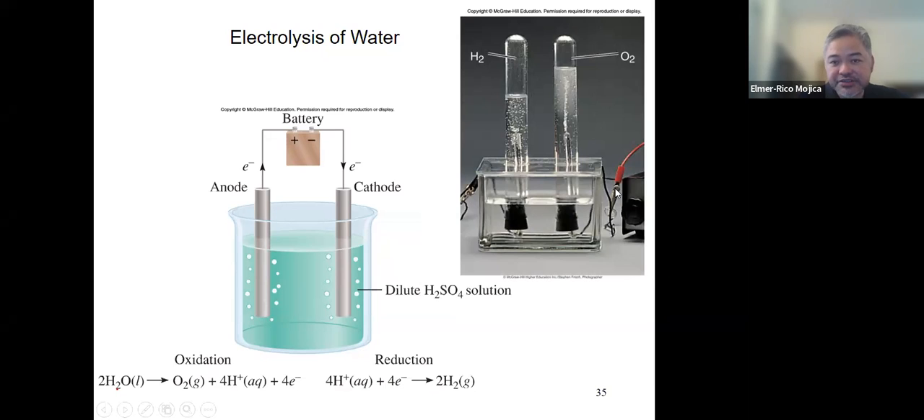Here, this is the electrolysis of water. And in both of these, you will collect oxygen on one side and hydrogen on the other side. So the anode here is here, and the cathode would be here.